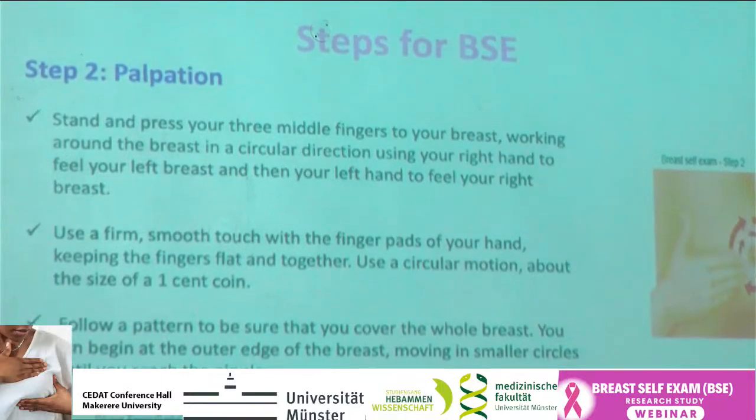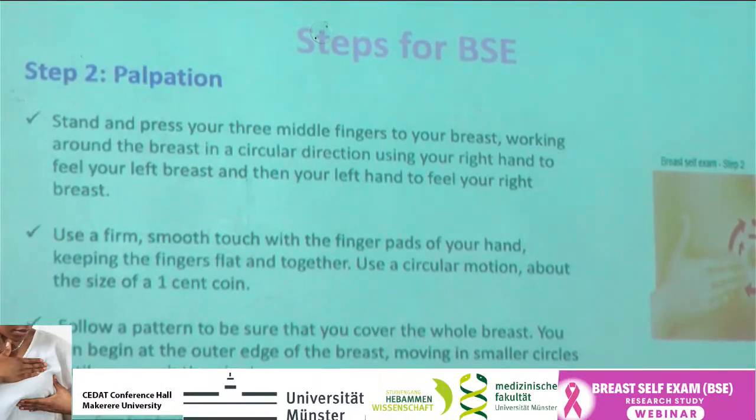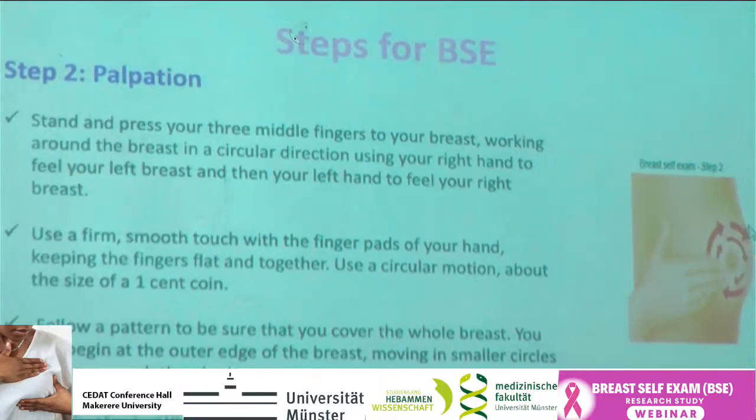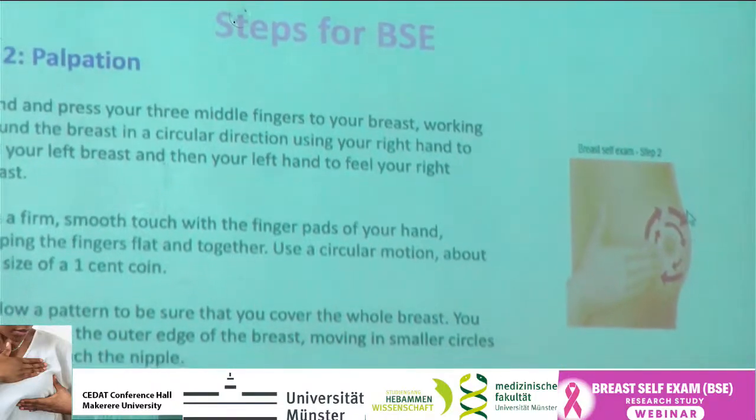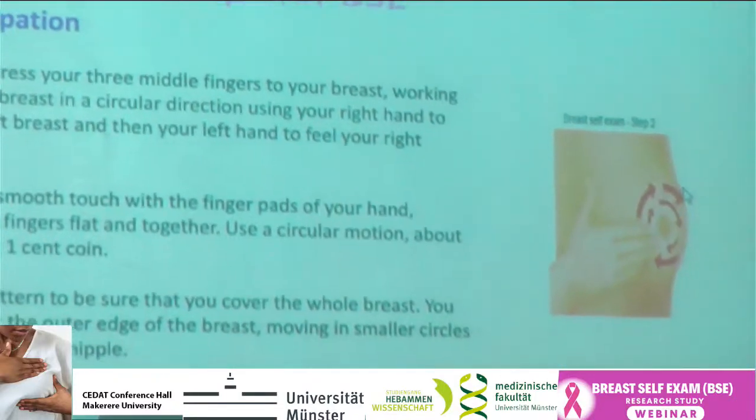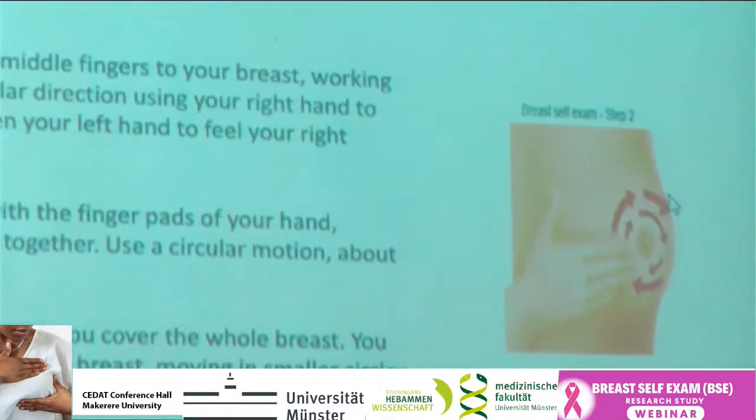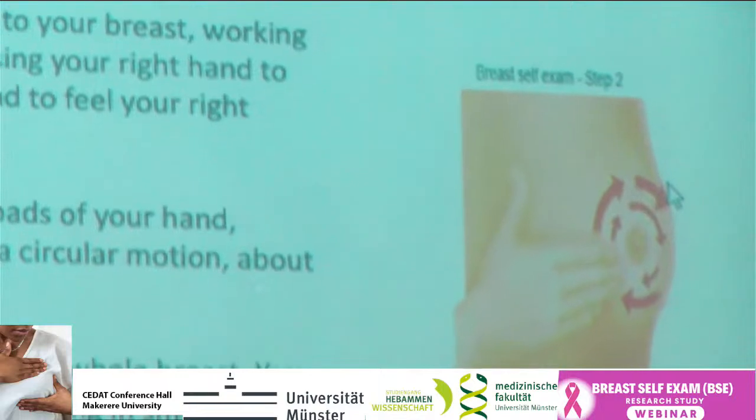Step 2 includes palpation. You have to stand and press your 3 middle fingers to your breast, walking around the breast in a circular form, using your right hand or your dominant hand, depending on which one you want to begin with. If you're using your right hand, you're going to palpate your left breast. If you're using your left hand, you're going to palpate your right breast.